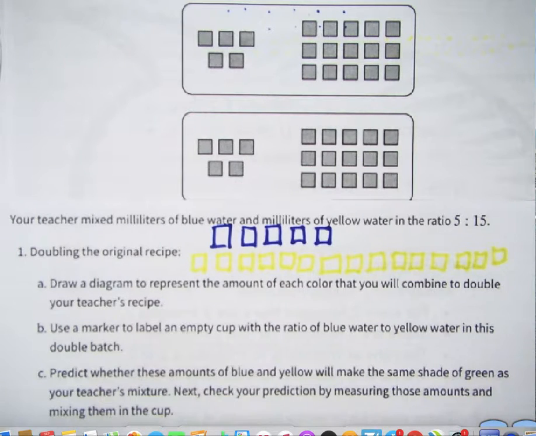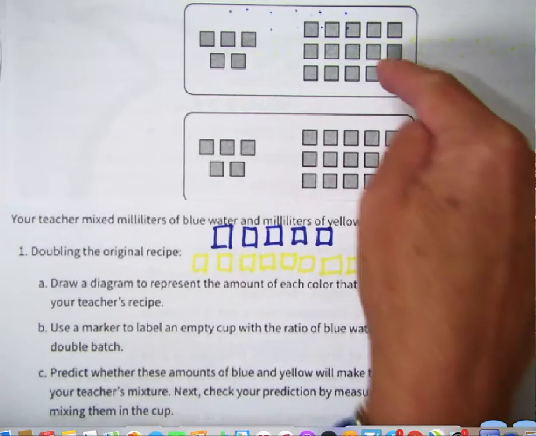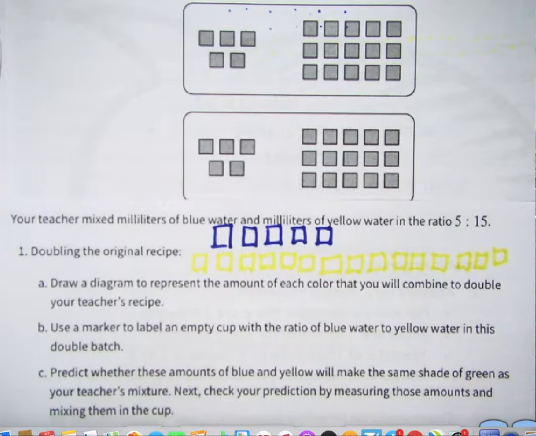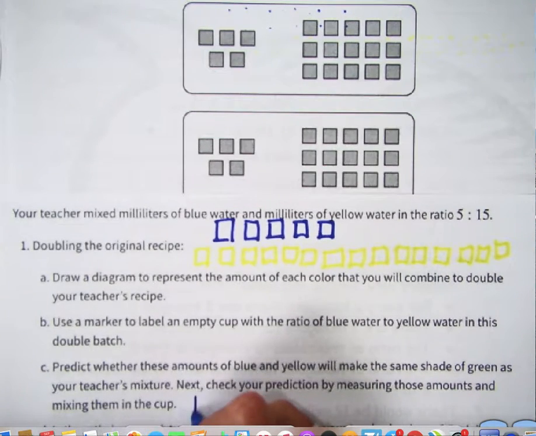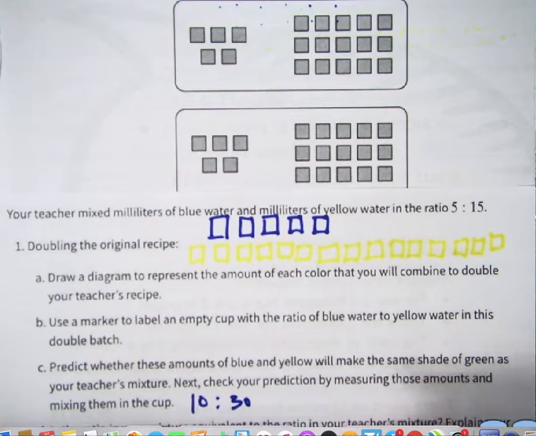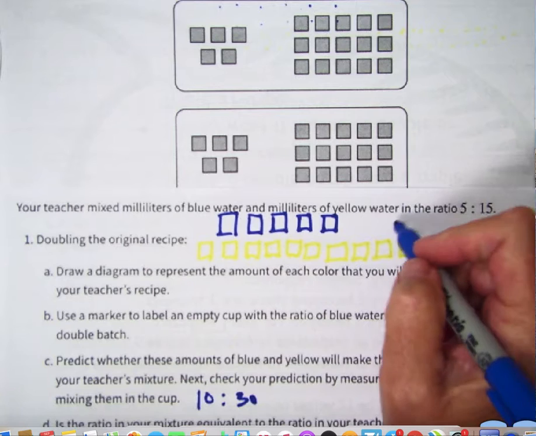the double batch. What's the ratio in the double batch? Well, the ratio in the double batch is 10 to 30. Right? 10 to 30. Is that what was in the original? Well, what was in the original?